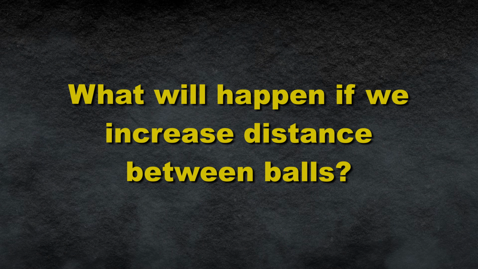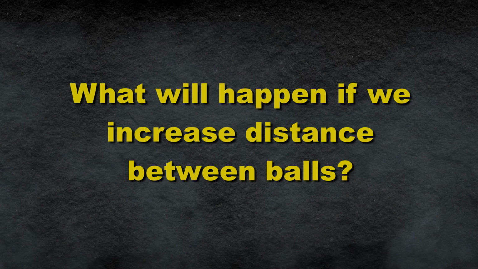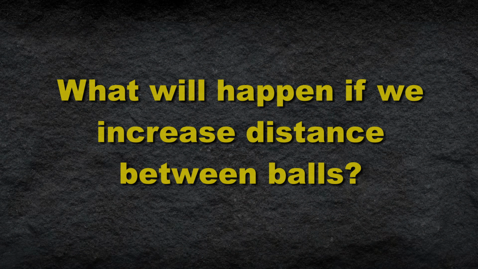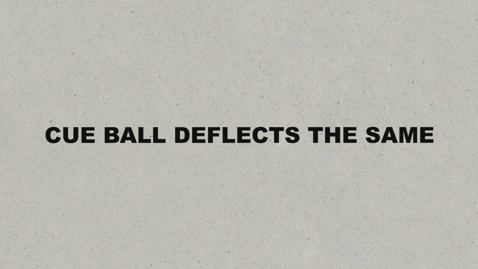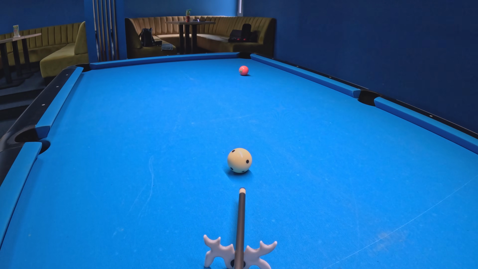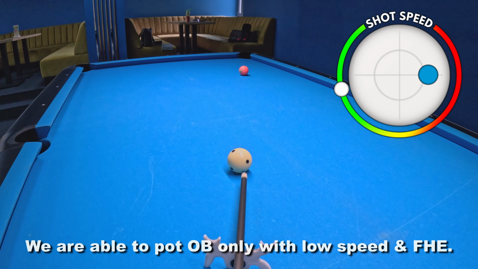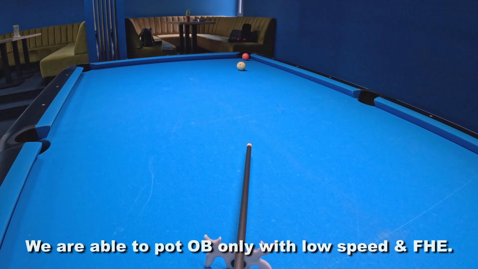But the big question is, what will happen if we increase the distance between the balls much more? The situation is practically the same if we use classic bridge length, because the cue ball deflects in the same way, but due to the increased distance, we are able to pot the object ball only in the scenario when I use the front-hand English system and low speed.